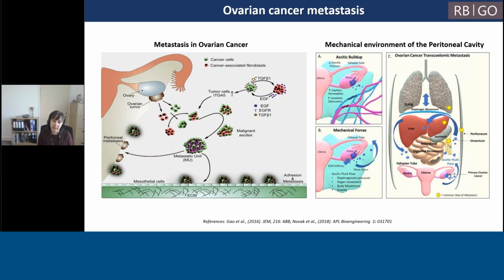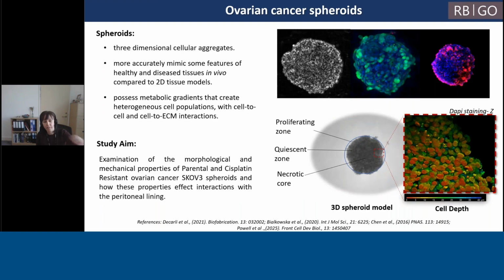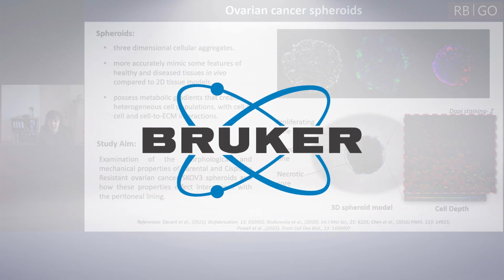Because these cellular aggregates are exposed to mechanical forces, it's really important to know the biophysical and mechanical properties of these multicellular aggregates to understand the ovarian cancer metastatic process. In my research, I use the 3D spheroid model to examine the mechanisms of metastasis in ovarian cancer. As I said before, I use a spheroid model, and these are three-dimensional multicellular aggregates which are formed in non-adherent environments.